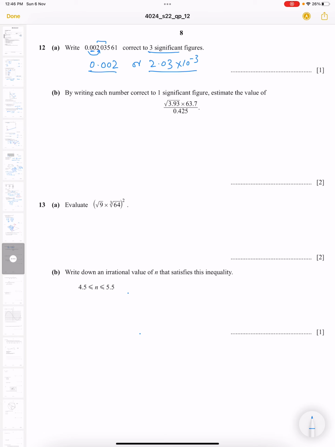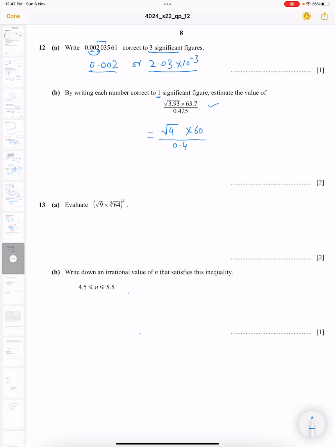Next part, by writing each number correct to 1 significant figure, estimate the value of this expression. Okay, so correct to 1 significant figure only. Square root of 3.93, that can be written as 4. 63.7, that will be written as 60, not 64, because 64 contains 2 significant figures. Divide by 0.425, that will be written as 0.4 only.